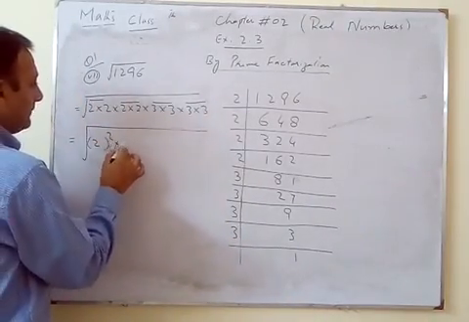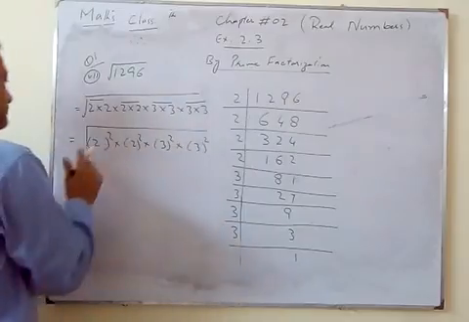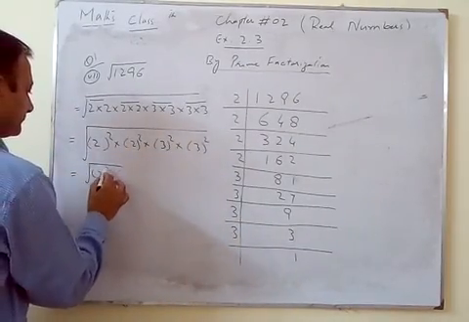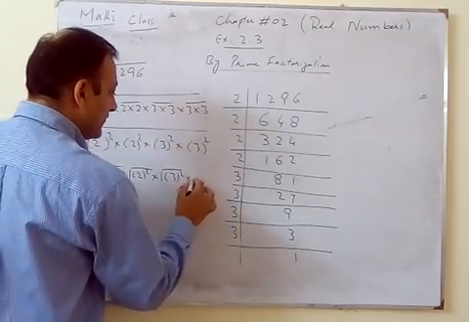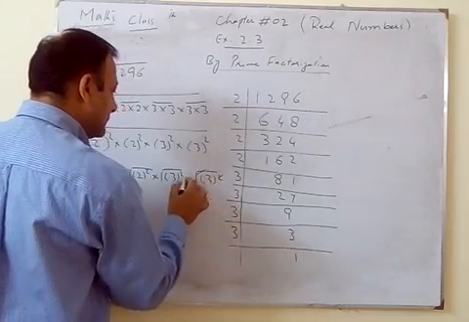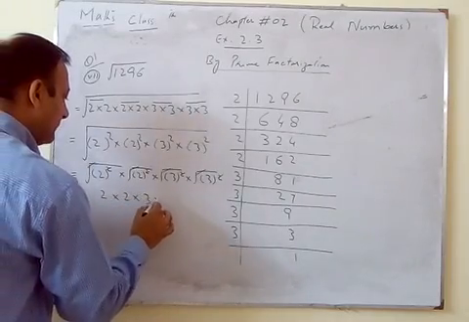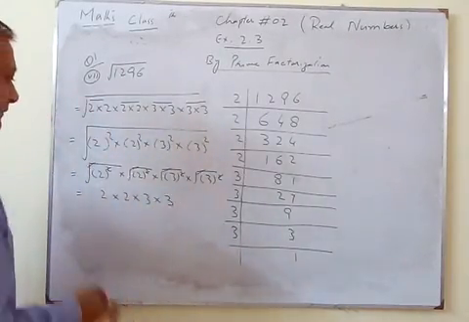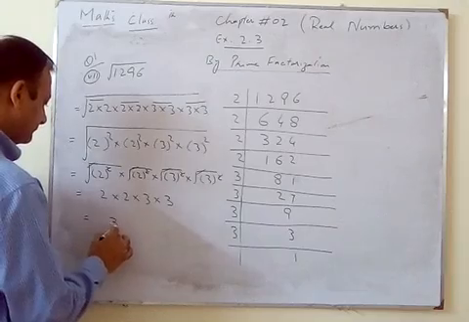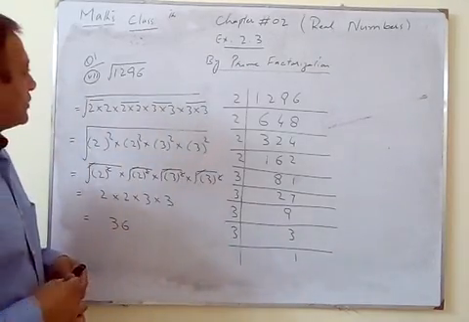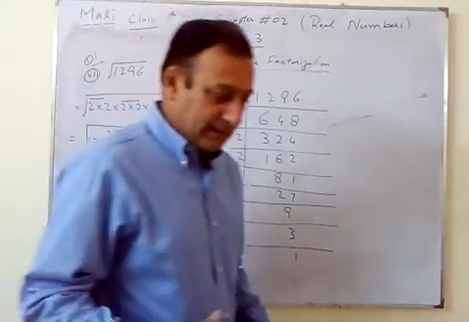2 square multiplied by 2 square multiplied by 3 square and multiplied by 3 square. So separate this one. Square root of 2 square, square root of 2 square, square root of 3 square and square root of 3 square. Now cancel these values. 2 multiplied by 2 multiplied by 3 multiplied by 3. So what is the answer here? 4. 4 3s are 12. 12 3s are 36. So square root of 1296 is 36.